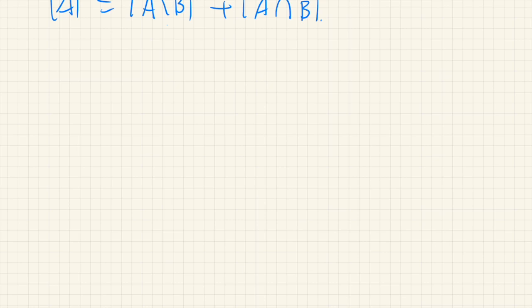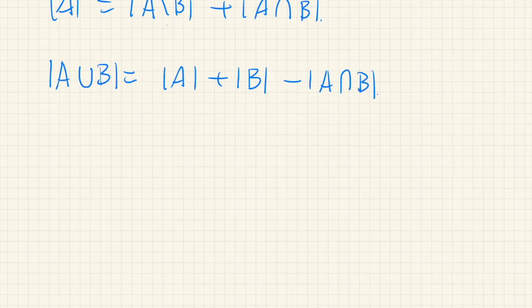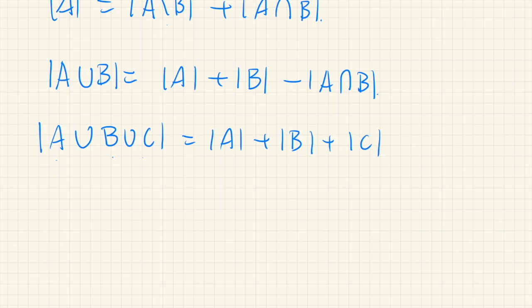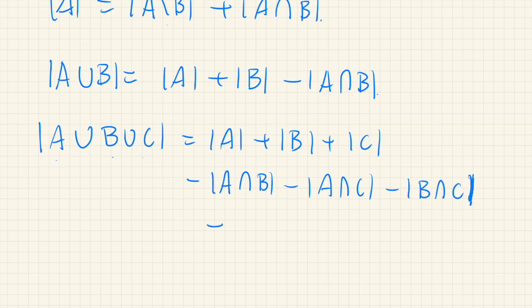And using this relation, you can also prove that the cardinality of A cup B is equal to the cardinality of A plus the cardinality of B minus the cardinality of A cap B. If we extend this, then the cardinality of A cup B cup C, the union of three sets, is equal to this: A plus B plus C minus A and B minus A and C minus B and C plus A and B and C. And yeah, that's about it, I think.